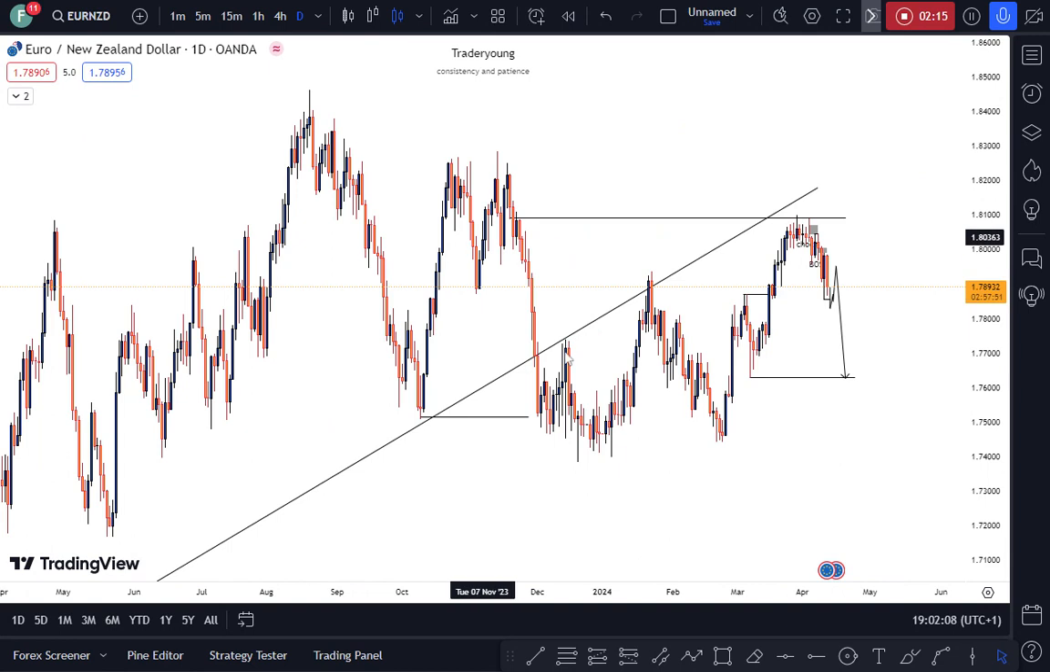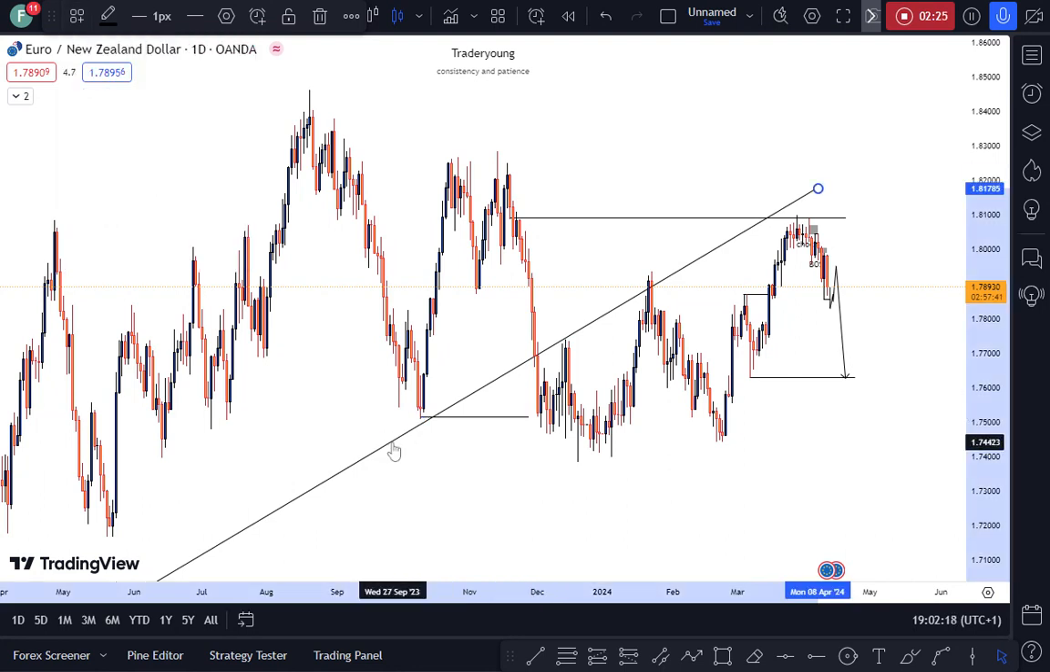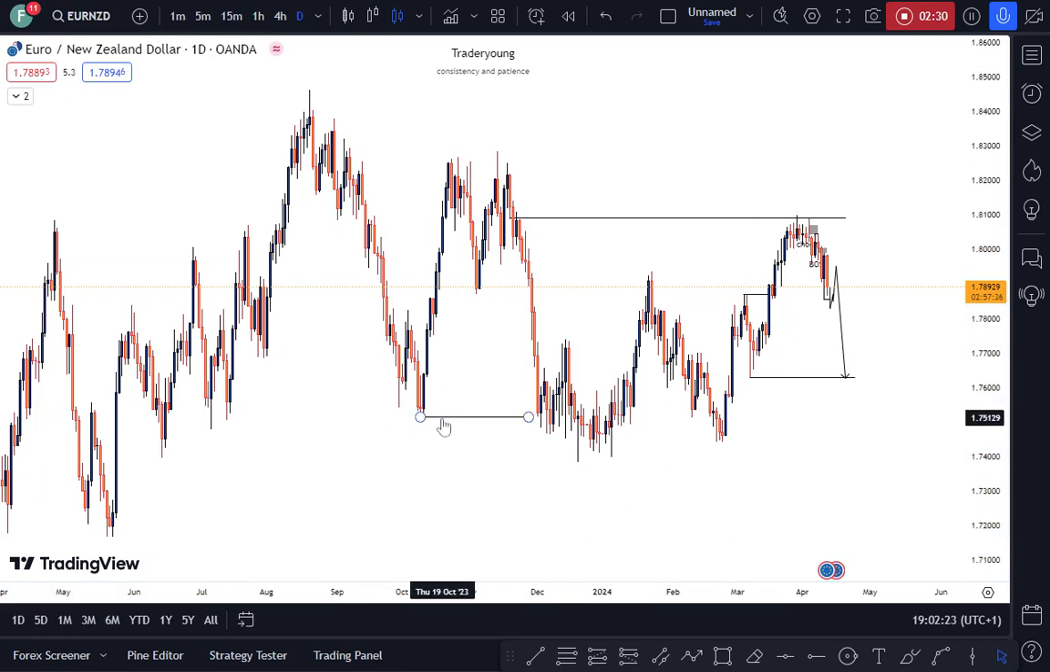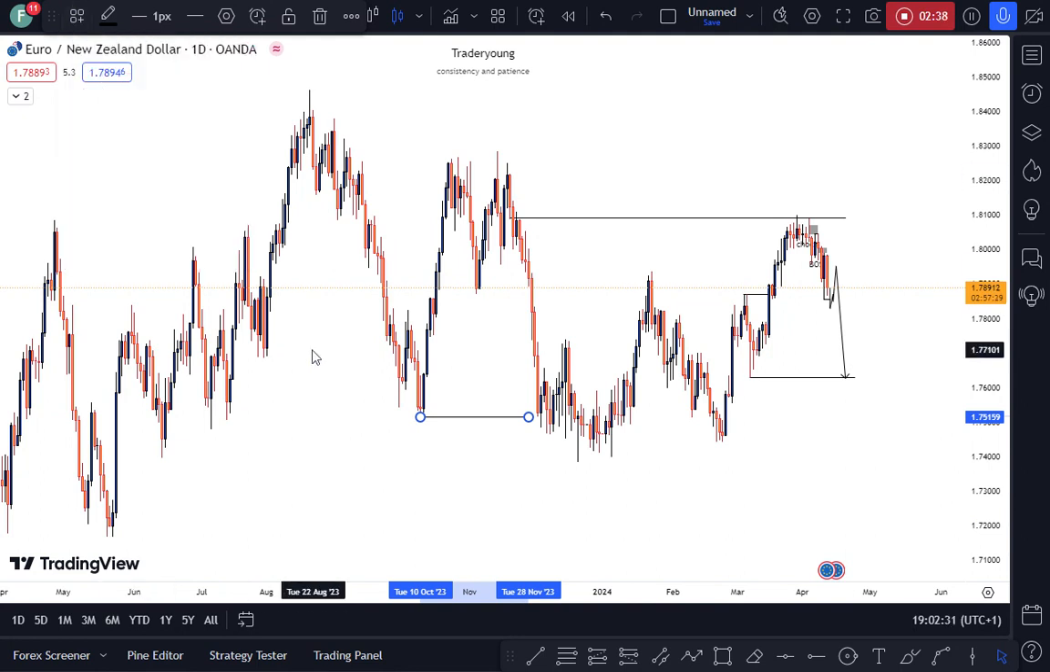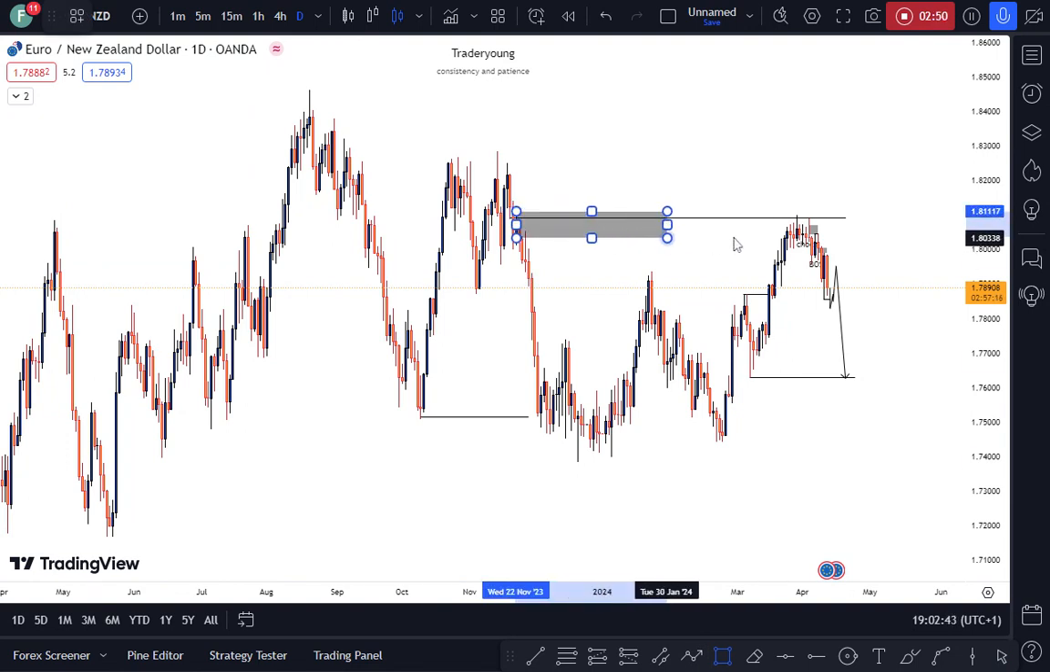On the daily time frame we have this price change of character here. So this is where we have a change of character on the daily time frame. I don't know whether it's not picking up, but this is the change of character. Then we had price come back to this range, this level here. This is my point of interest.